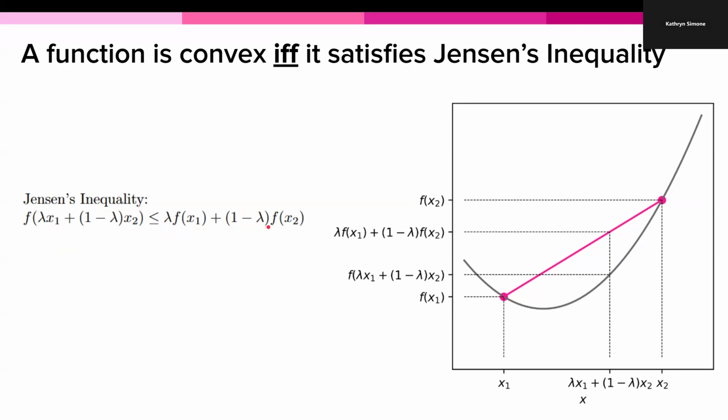So this is easiest to understand geometrically. What it means is that the curve itself, the function of an interpolation between any 2 points, is always below the secant line that interpolates between f of x1 and f of x2. That is the pink line here.